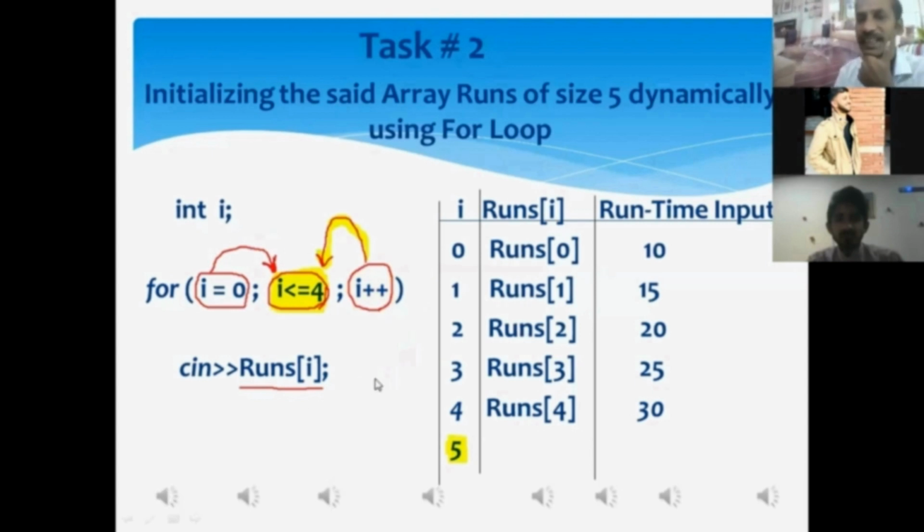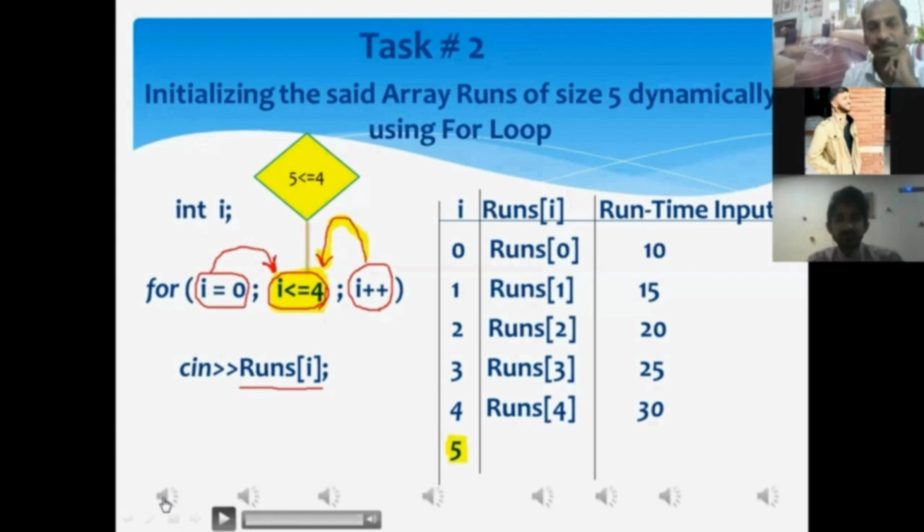Your answer is correct. What is the current value of i here? Sir, 5. Put the current value of i, that one is 5, in the condition. What will this condition become? Sir, 5 less than or equal to 4. It will look like this. Now another question to you. Tell me whether this condition is true or false. Sir, false.